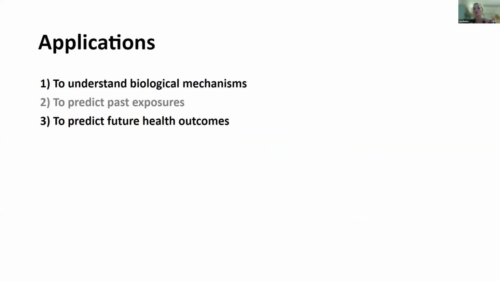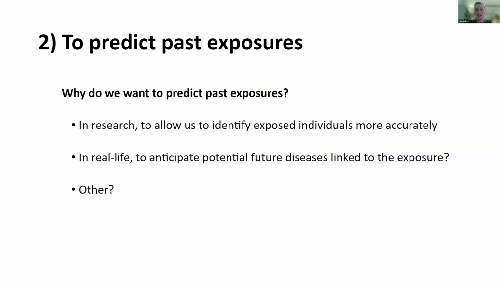So the second objective is to predict past exposure. And why would we want that? To allow us to identify exposed individuals more accurately. Because, for example, if we're only able to measure acute exposure, that's limiting the analysis of accumulated exposures throughout life, of course. And also to anticipate potential future disease linked to the exposure.